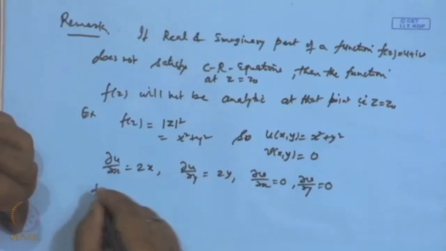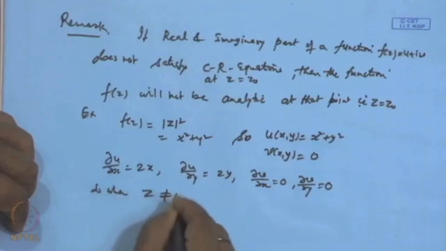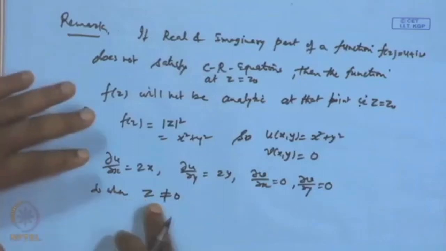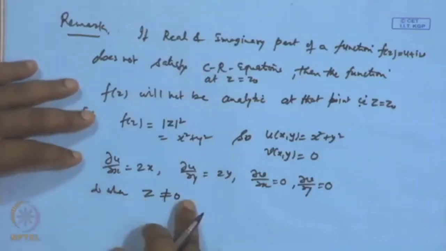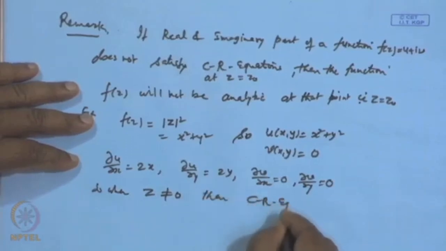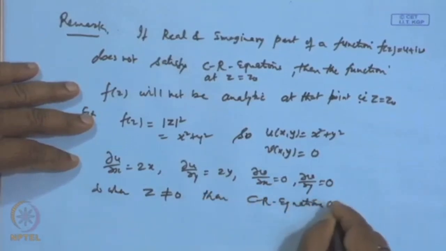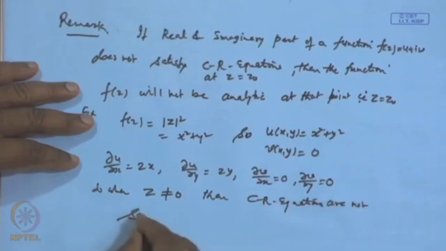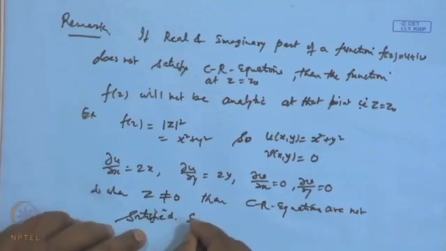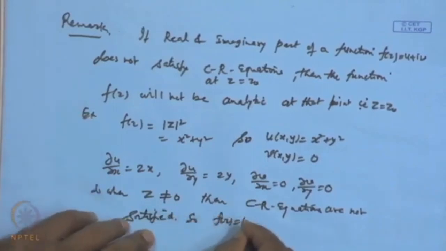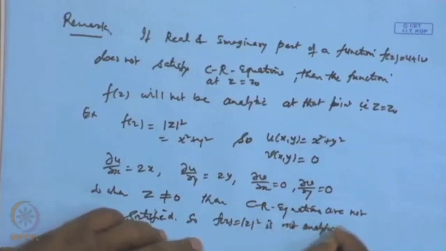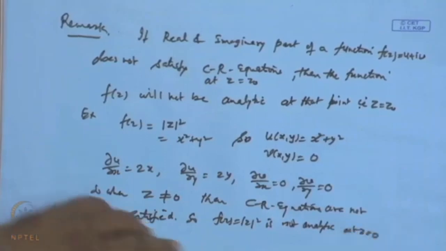So, when z is different from 0, either x will be non-zero or y will be non-zero, or maybe both may be non-zero. So, if it is not 0, then CR's equations are not satisfied. So, the function f(z), which is mod z square, is not analytic at z equal to 0.